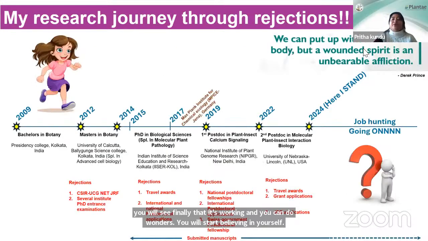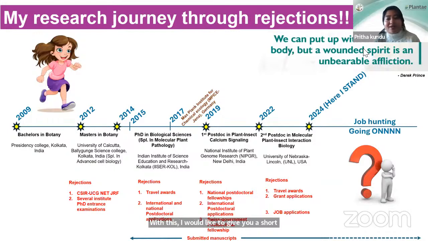With this, I would like to give you a short introduction of my research journey. When I was preparing the slide, I found that it's been 15 years. In 2009, I started my bachelor's in botany from Presidency College, Kolkata in India. Followed by that, I did my master's in 2012 from Bethune Science College, again Calcutta University, with Dr. Rita Kundu with specialization in advanced cell biology.